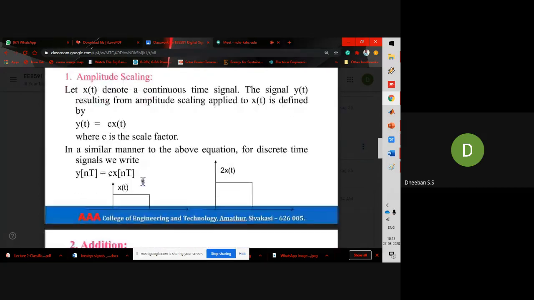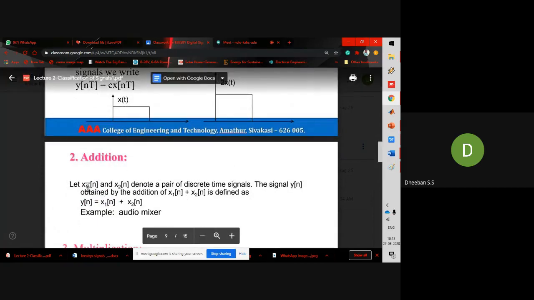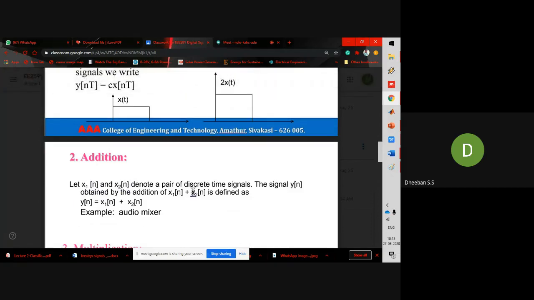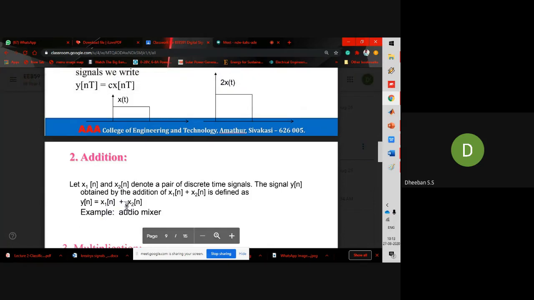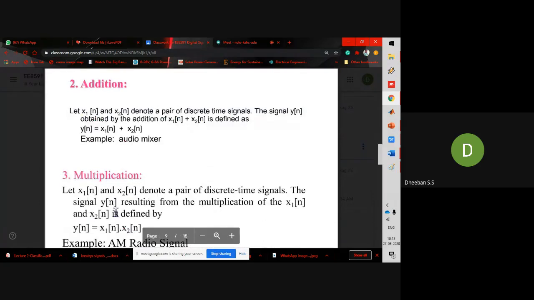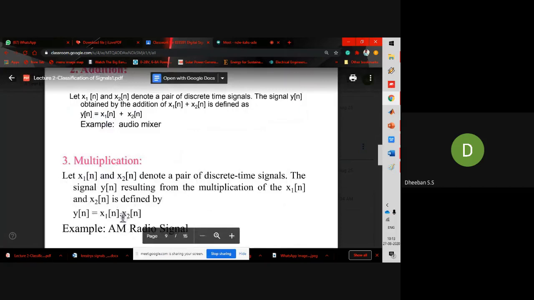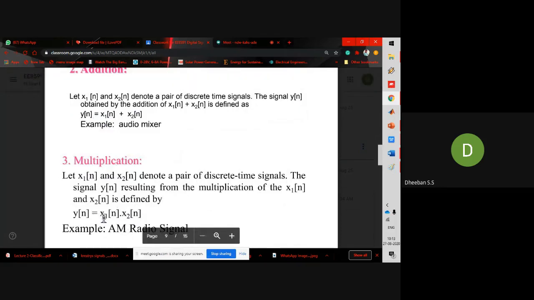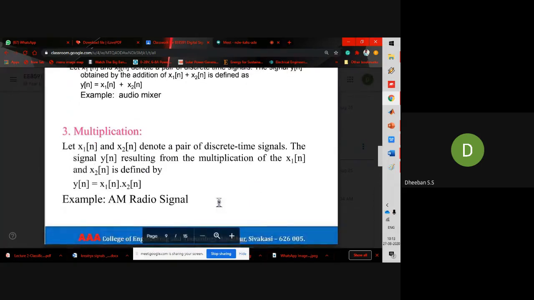Next is the addition. Addition is nothing but adding two signals. This you already know. If there are two inputs and one output, then addition is nothing but adding up two signals. Here the example is an audio mixer. Next comes multiplication. Multiplication is similar to addition: you will be multiplying the two signals. How you will be multiplying and adding, I will show in the example. Here the application-oriented example is the AM radio signal.